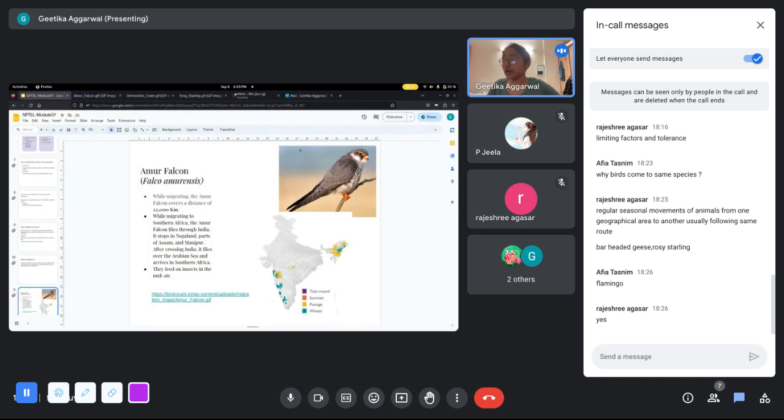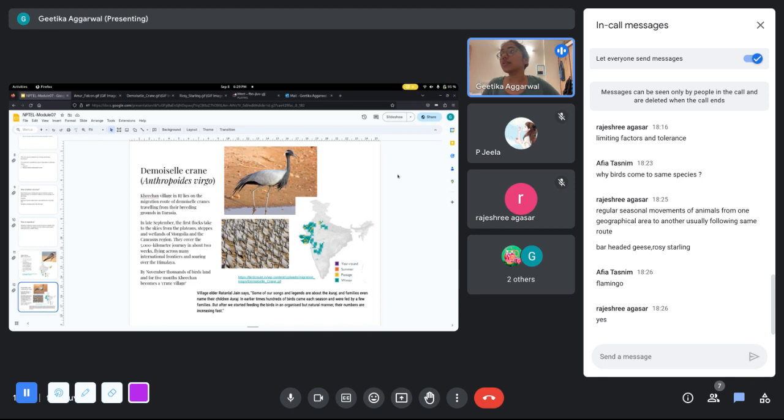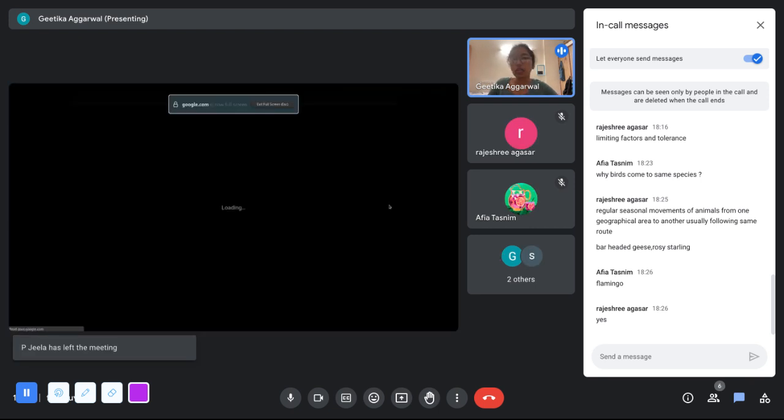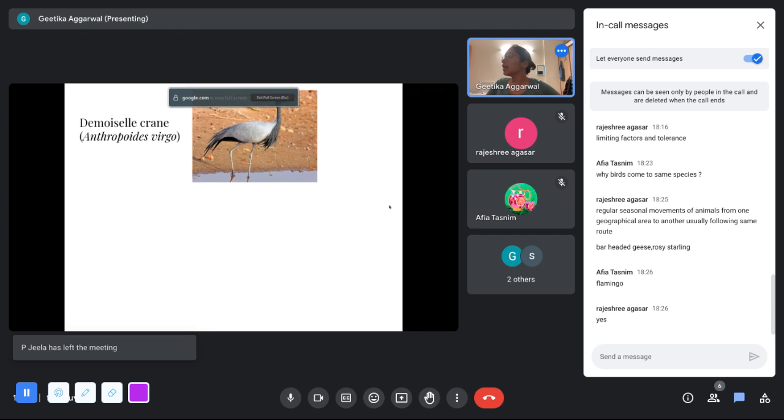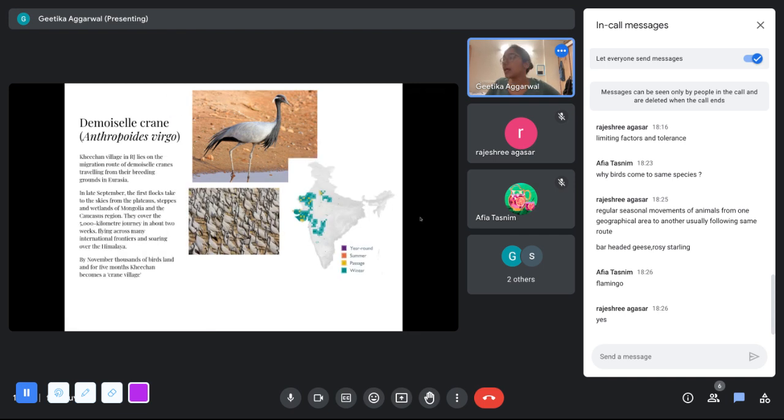So going to the next one, I was going to talk about the demoiselle crane. It is one of the small sized crane species. Its scientific name is Anthropoides virgo. It is found in huge numbers in this place called Khichan village of Rajasthan. It travels mostly from its breeding grounds in Eurasia, and it comes here in late September. The first flocks take their flights.